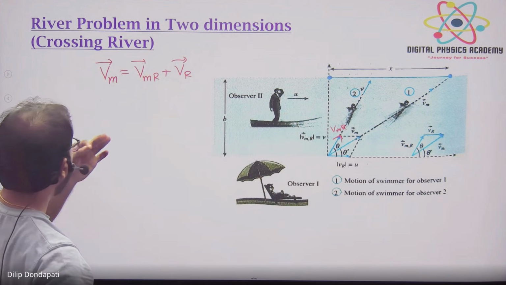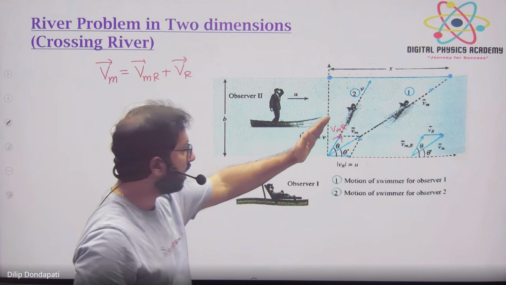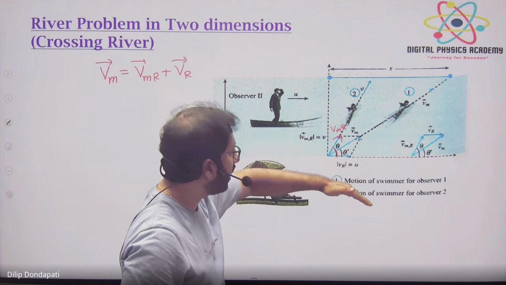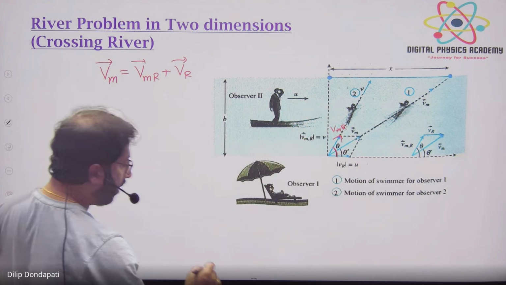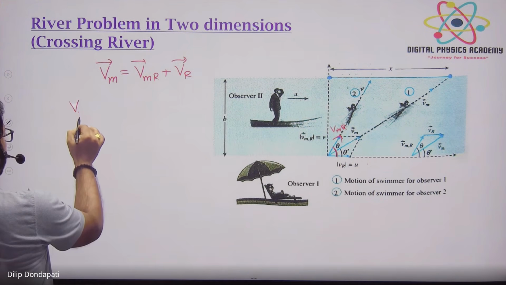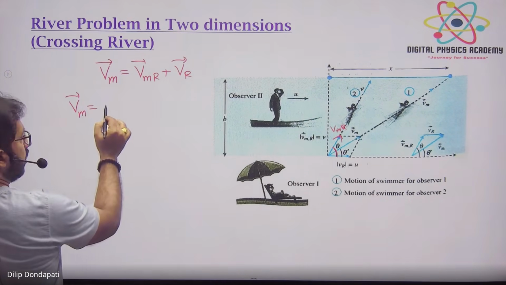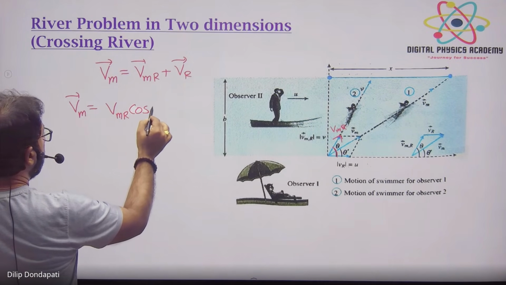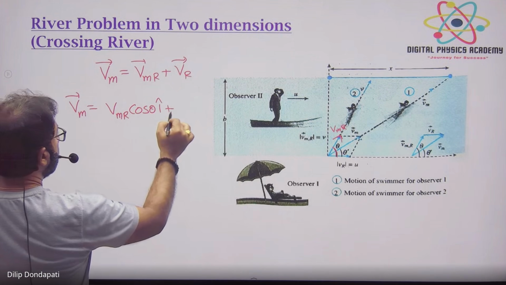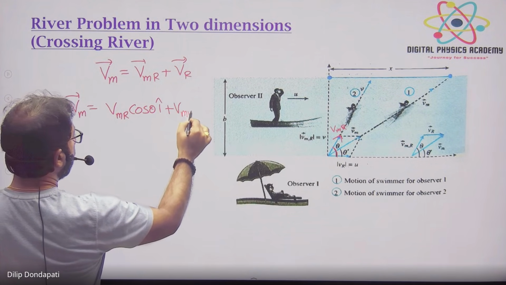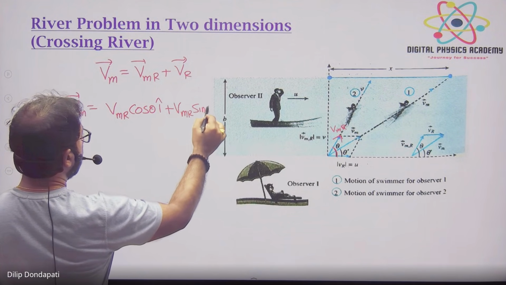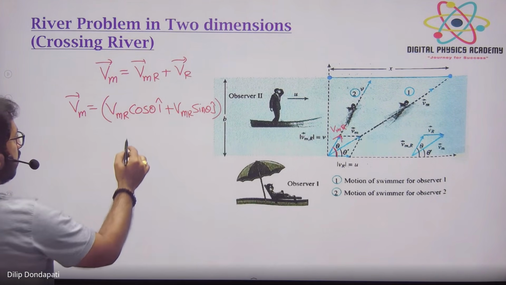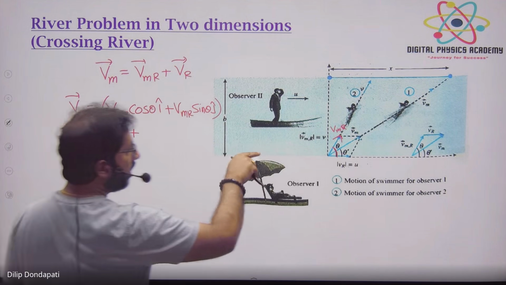Okay, now we will take the components. Look at its component, theta is there, right? Tell me the component of this along the x direction and y direction. We will put the caps. X direction is cos theta, y direction is sin theta. Yes, so VMR cos theta i cap plus VMR sin theta j cap. This is the VMR component, plus VR is in the x direction.